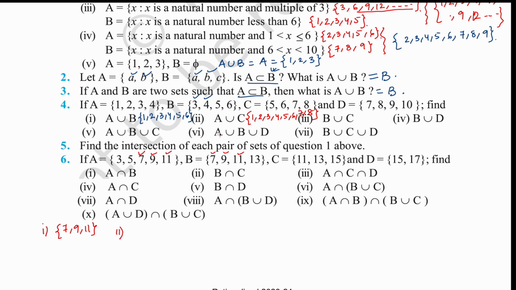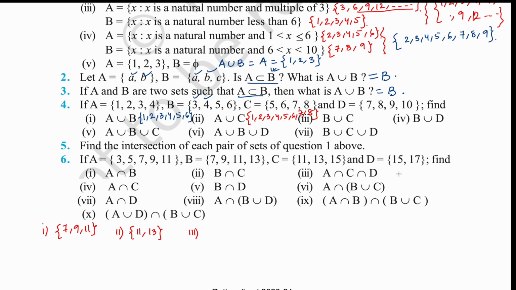Similarly, B intersection C. In B intersection C, we have to find what are the elements that are common between B and C. So let's see. I can clearly see 11 to be common and 13 to be common, right? So here you'll have 11 and 13, correct? Then let's talk about the third one, A intersection C intersection D. So let's find A intersection C first. A intersection C is going to give you only one value. The only number which is common between A and C is 11.